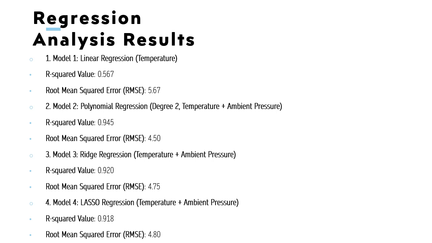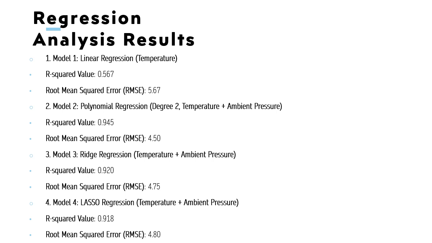Now let's look at the results of our analysis. For model 1, which used only temperature as the feature, we had an R-squared value of 0.567 and an RMSE of 5.67. This shows that temperature alone doesn't provide the best fit for our data. We then introduced model 2, which used a polynomial regression with temperature and ambient pressure. This improved the R-squared value to 0.945 and lowered the RMSE to 4.50.